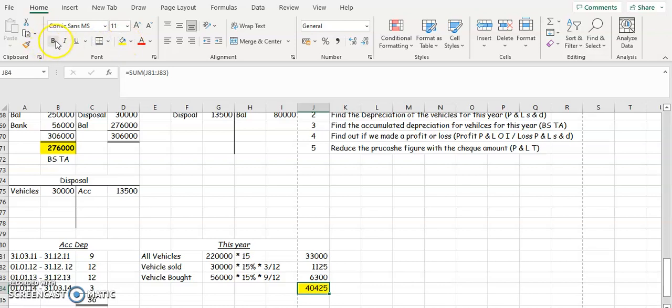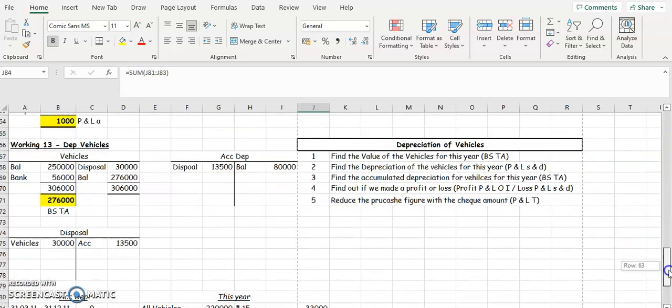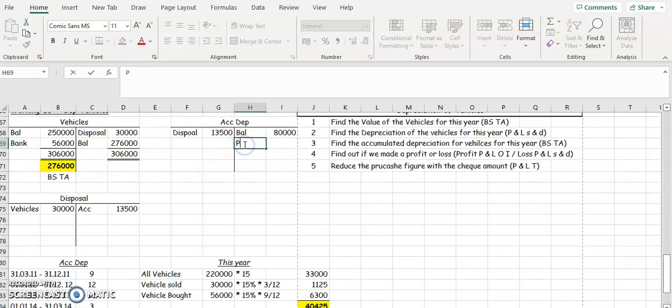And that's going to go into your profit and loss account in your administration. So up here, we've got profit and loss. And the profit and loss figure is 40,425.